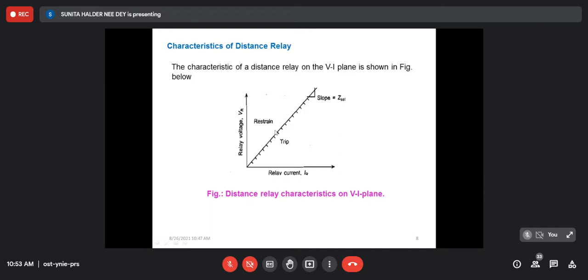So the slope of these characteristics will give you the Z set, right? And the lower side of this line is the tripping zone, and the upper side is the restraining zone.